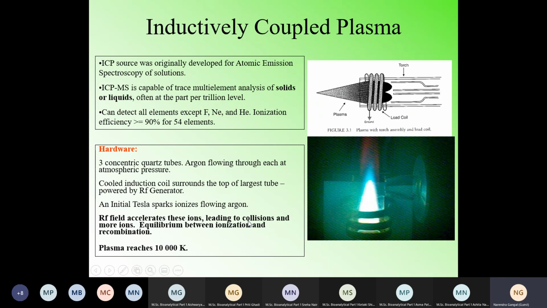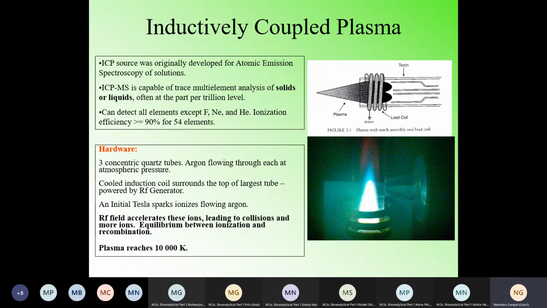As it accelerates, it will lead to multiple collisions to form more and more ions. As more ions form, an equilibrium will be established. There will be ionization, and some ions may also recombine. There will be equilibrium between ionization and recombination. That is how the argon plasma will be generated. It looks like a flame, and the temperature is very high, 10,000 degrees Kelvin.